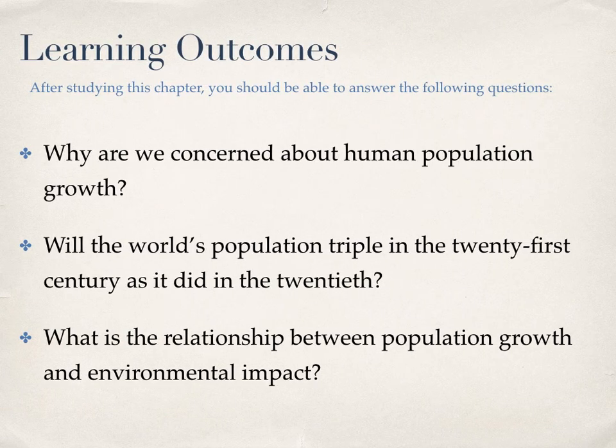After studying this chapter, you should be able to answer the following questions. First, why are we concerned about human population growth? In this chapter, we'll learn that human population growth today is vastly different than it was before the Industrial Revolution. Second, you should be able to evaluate if the world's population might triple in our current century as it did in the last century. Lastly, you should be able to describe the relationship between population growth and environmental impact. In this chapter, we will also be covering some of the different perspectives on human population growth.